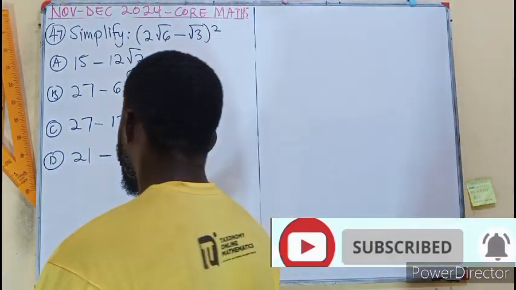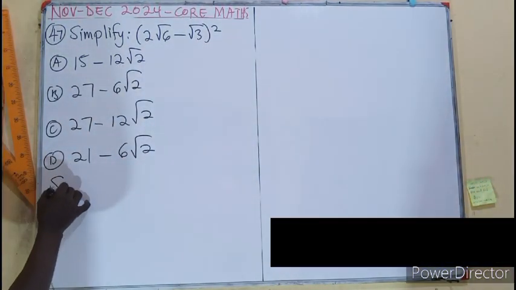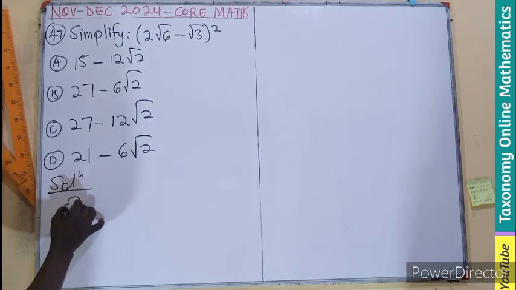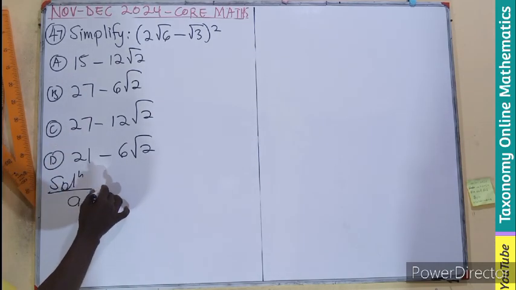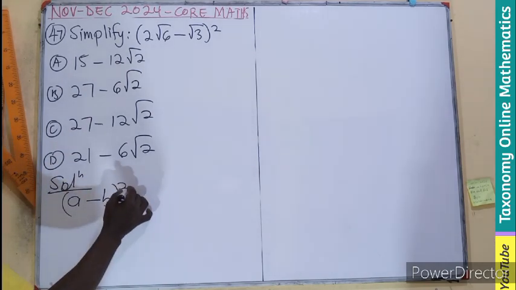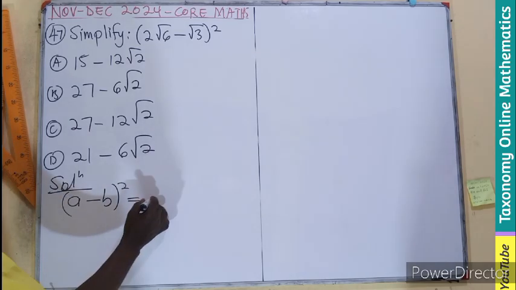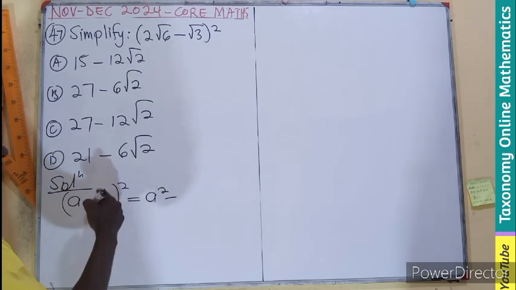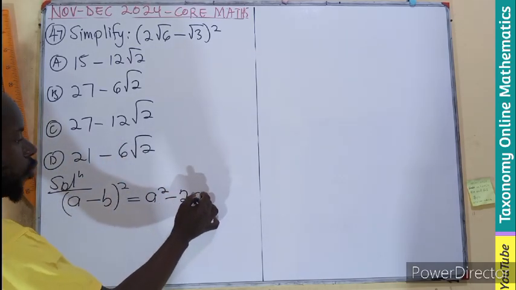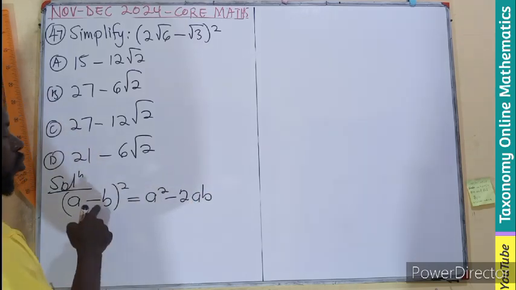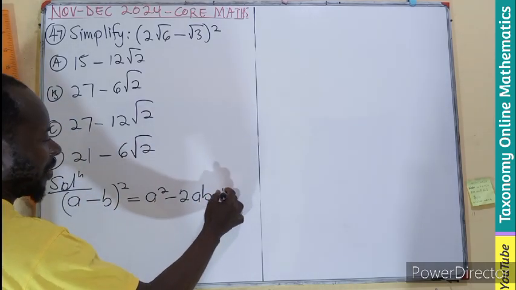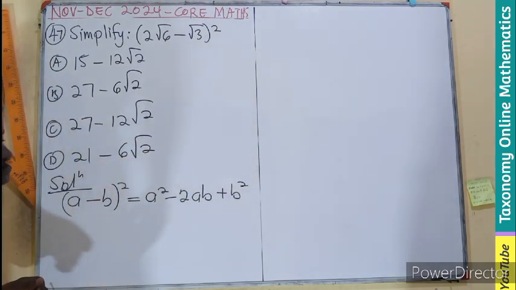We have to bear in mind that if I have (a − b) all squared, we only square the first term, then twice their product, meaning 2ab, then the last term, that will be b squared. So this is what we are going to be doing.